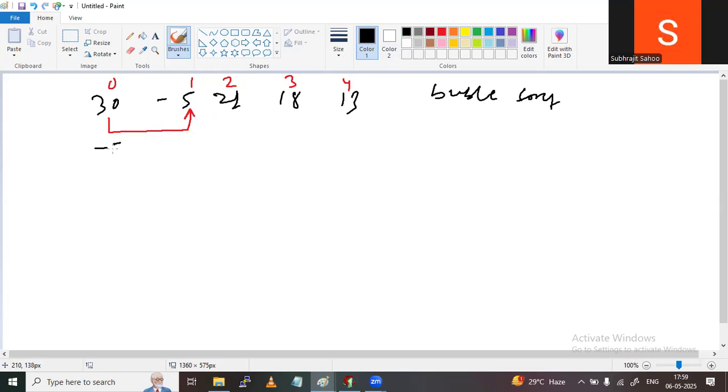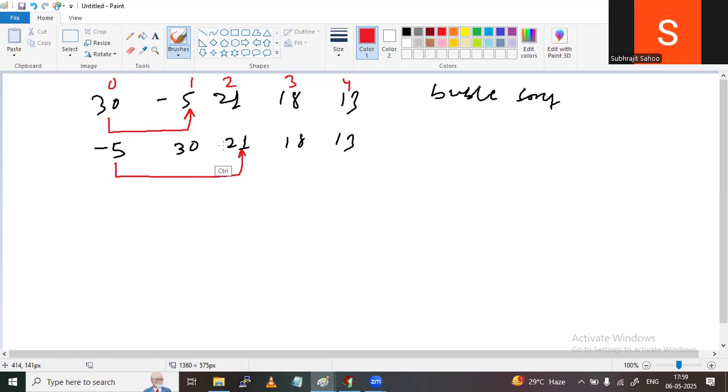Minus 5 will come here and 30 will be moved there, and the remaining numbers stay as they are: 21, 18, 13. Then what will I do? In the selection sort, I was checking the 0 element against the other cells again.